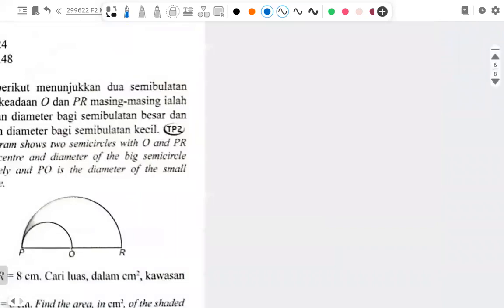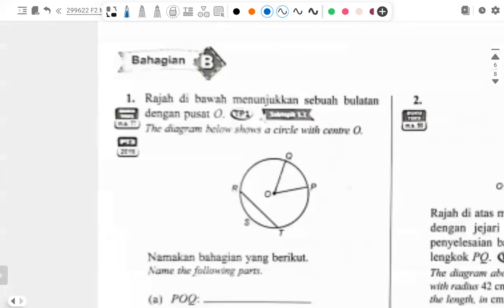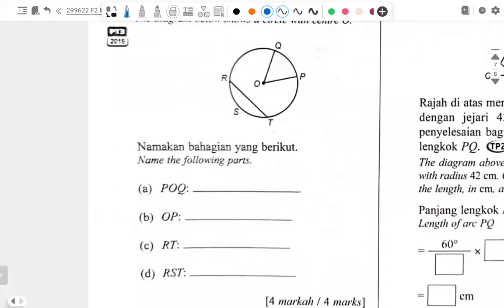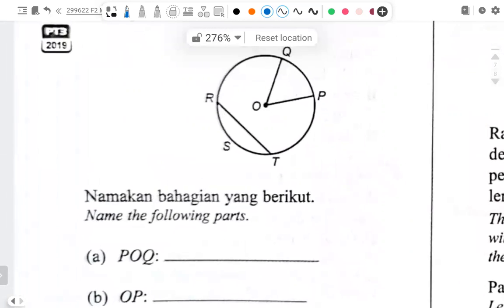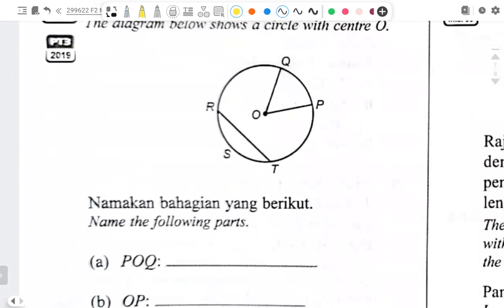Okay, we move on first. Simple one first. Section B, again, name the following parts. POQ. It's not radius, POQ means here. POQ, the shaded region.